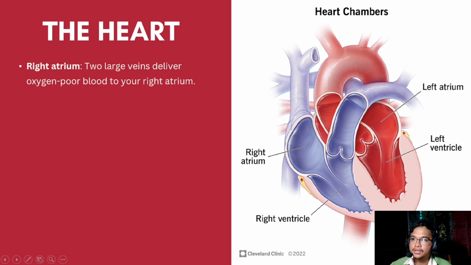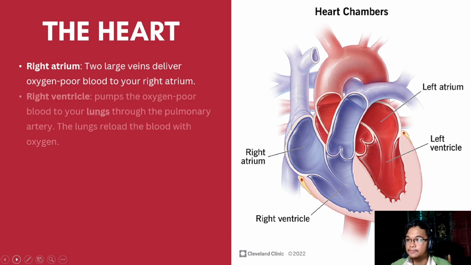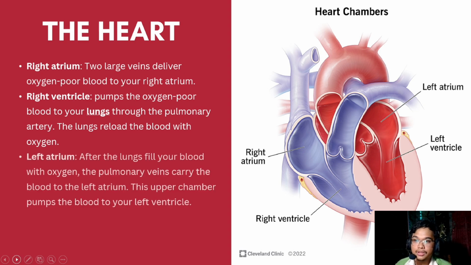First is the right atrium, which is here. Two large veins deliver oxygen-poor blood, like deoxygenated blood, to your right atrium. Next is the right ventricle. It pumps the oxygen-poor blood to your lungs through the pulmonary artery. The lungs reload the blood with oxygen. So the flow of blood is going from the right atrium towards the right ventricle over here. The right ventricle pumps the blood to the lungs so that it can be oxygenated again.